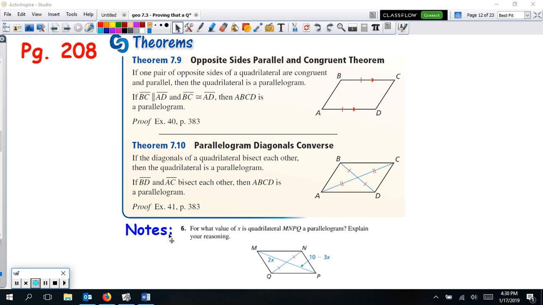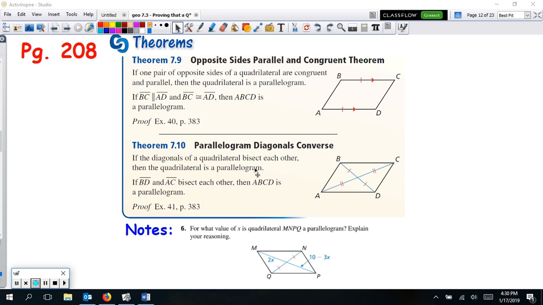Okay, so in the notes section at the top of page 208, let's write down number 6. It says, for what value of x is quadrilateral MNPQ a parallelogram? So you're going to draw this parallelogram out and do your diagonals. This is 2x here, over here is 10 minus 3x, and those are congruent. If these are congruent, that means it bisects, so we would assume that these two are equal to each other.